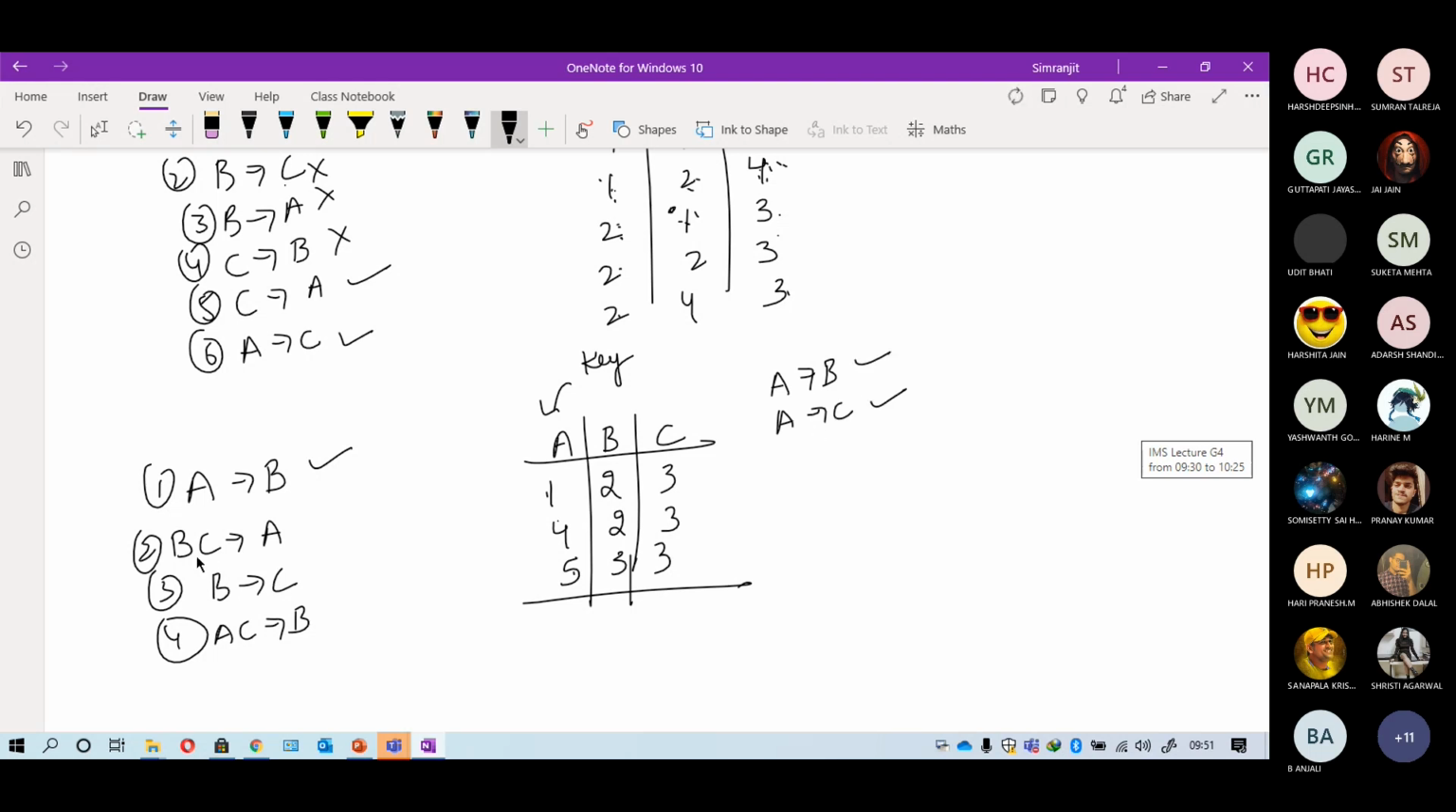Now second one, BC tends to A. Now check, BC tends to A. 2 3 and 2 3 is repeated, and corresponding to it should be 1 both of the times, or 4, but the elements are different here, so you can cross it. Similarly, B tends to C, 2 and 2 is repeated here, the element is same, that is fine. B and C holds. AC: 1 3, 4 3, 5 3, this also holds because no element is repeated here. 1 3, 4 3 and 5 3 are completely different elements. So 1 3 tends to 2, 4 3 tends to 2, 5 3 tends to 3. There is no problem in that.